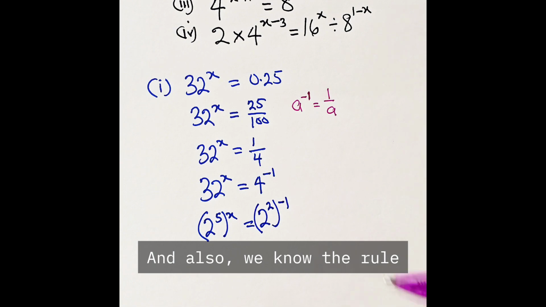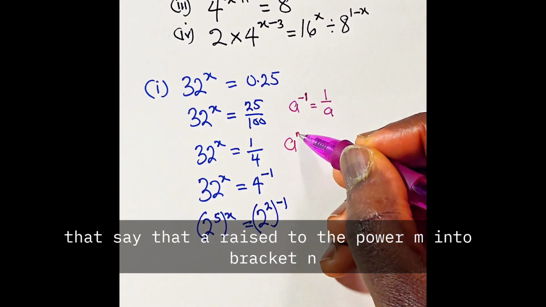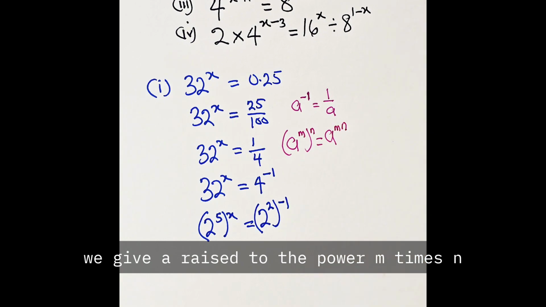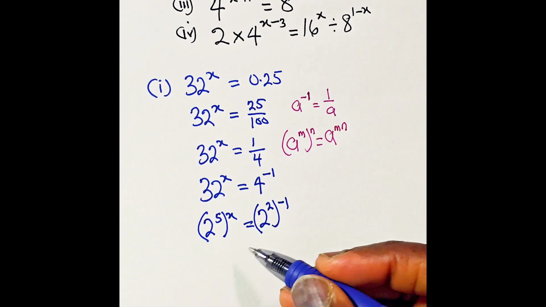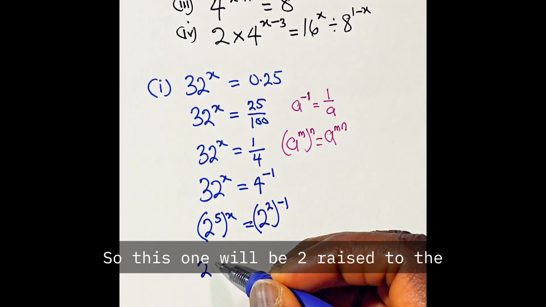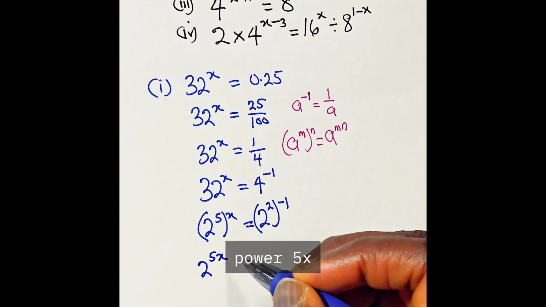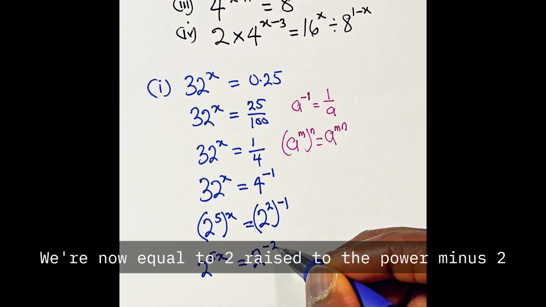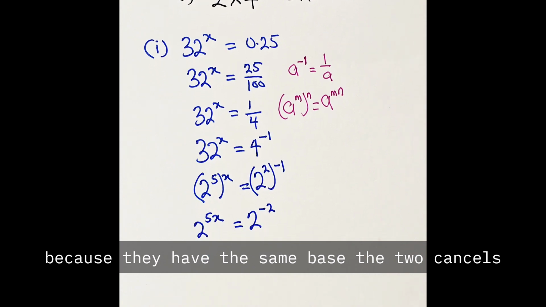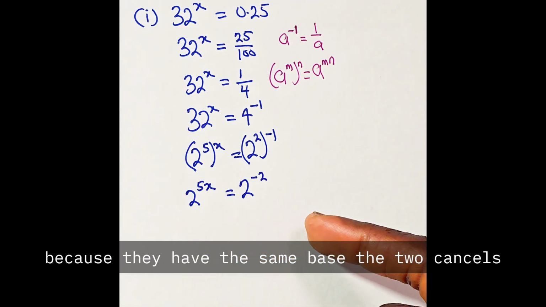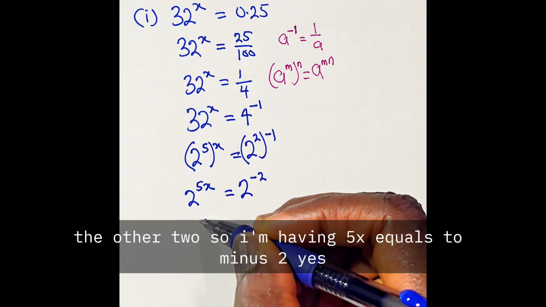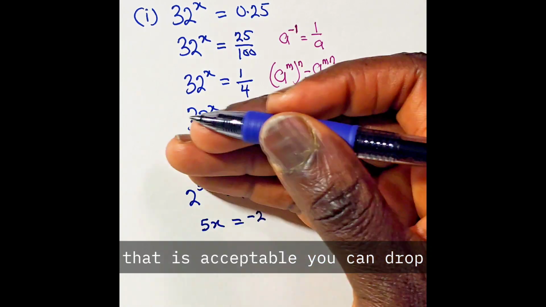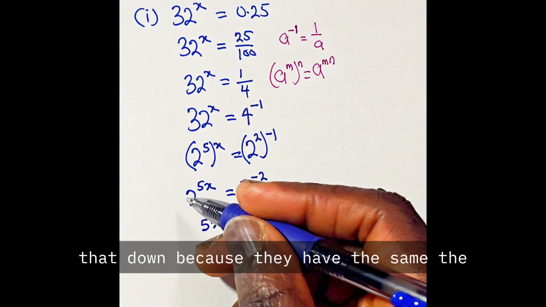And also, we know the rule that says a raised to the power m into bracket n gives a raised to the power m times n. So the same thing I'm going to do here. This one will be 2 raised to the power 5x. I'm multiplying them out now. We now equals 2 raised to the power minus 2. Because they have the same base, the 2 cancels the other 2. So I'm having 5x equals minus 2. Yes, that is acceptable. You can drop that down because they have the same base.